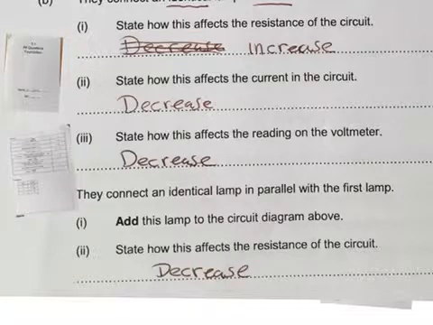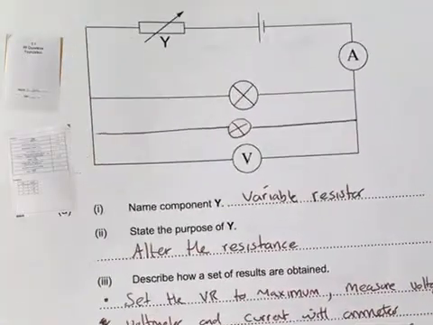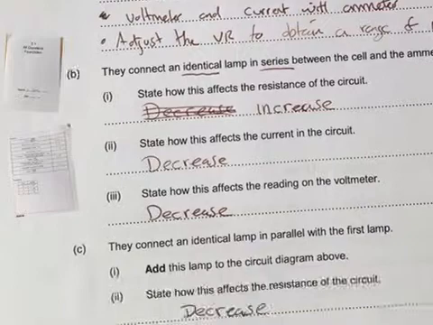Then they connect an identical lamp in parallel. So add this to the diagram above. So that's what the brown thing is there. Okay, the brown line, that lovely straight line, and then I've put a bulb in parallel, opposite it. And then I got a series of questions then.